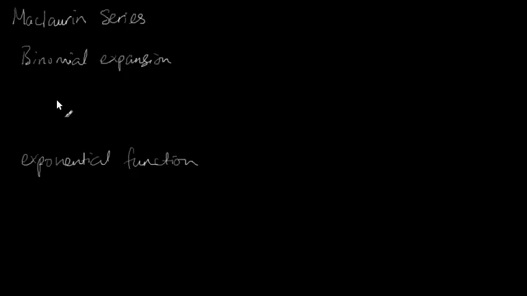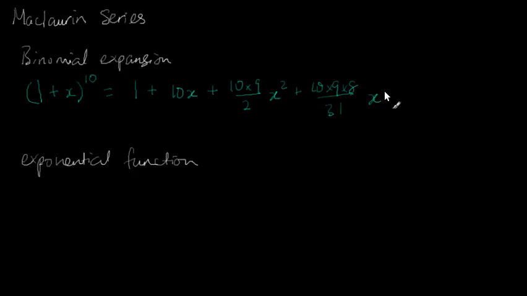Binomial expansion, I'm just going to write out a simple example with, say, 1 plus x to the power of, let me just put in a number like 10. If we expand that, this is what we would get: 1 plus 10x plus 10 times 9 over 2 x squared plus 10 times 9 times 8 over 3 factorial x cubed, and so on. Okay, so that's kind of the idea.